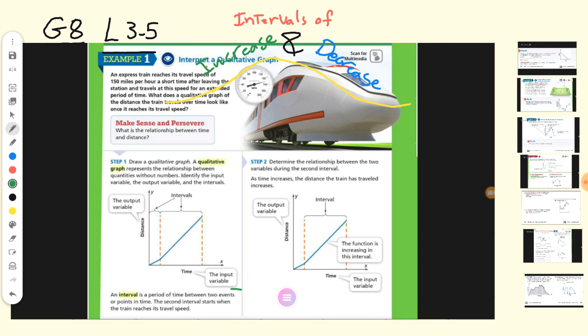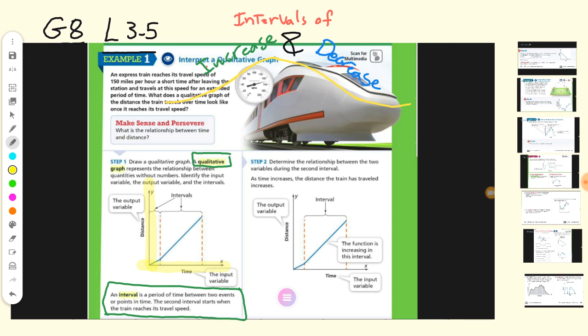Okay? This is the definition of interval. Okay? This is the meaning of what the interval is. And we can represent this relation of the train leaving the station by a graph. This graph is called a qualitative graph. Qualitative means a graph without numbers. You will find no numbers over x or over y, as you see here. No numbers. Okay? It's called a qualitative graph. So by using the qualitative graph, we will describe the behavior of the function.